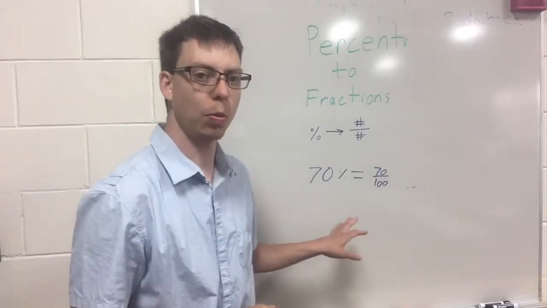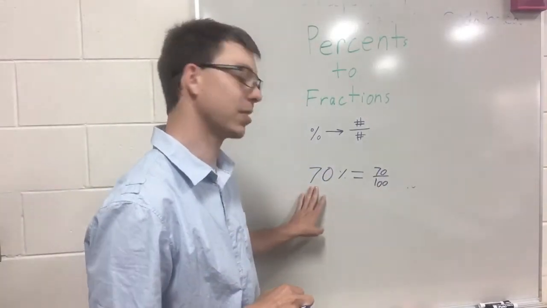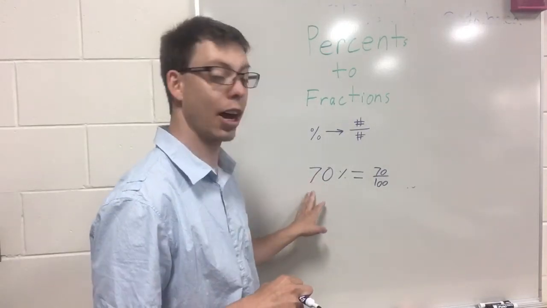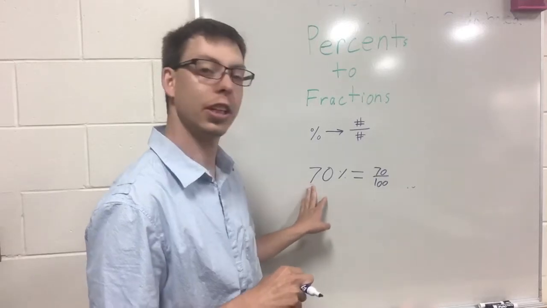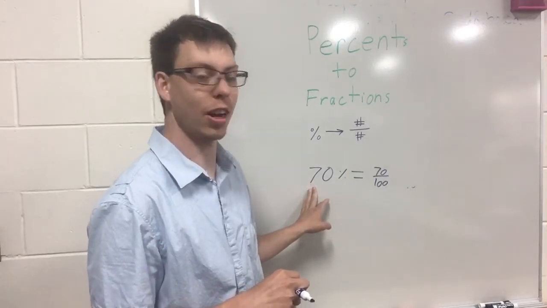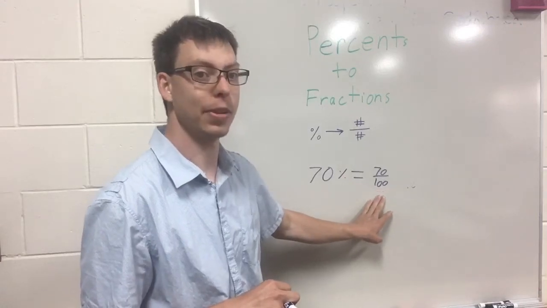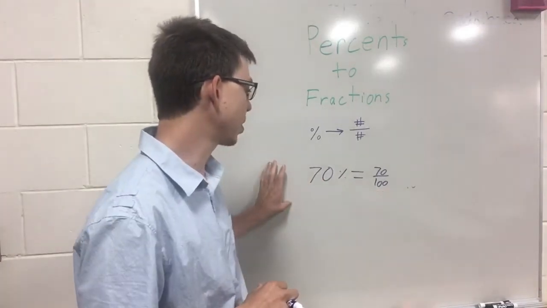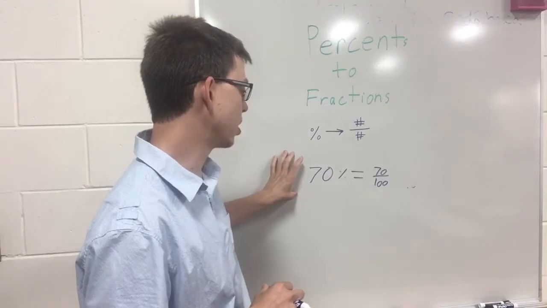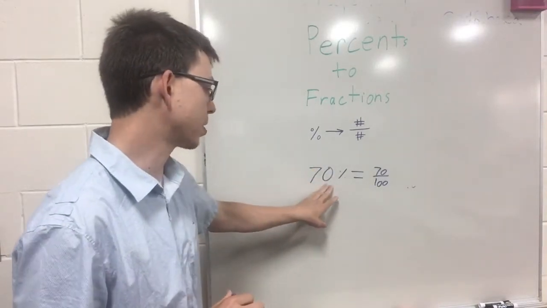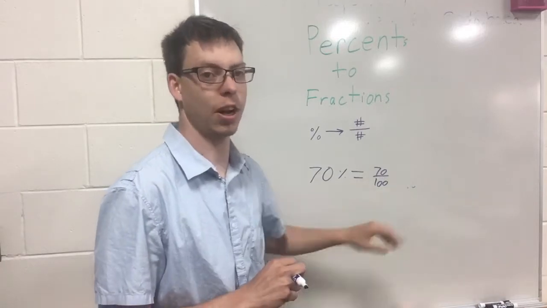This principle will always work as long as your percent is less than 100. Okay? If you're dealing with a percent that is greater than 100, then your denominator here may be different. But for simplest conversion, we're going to talk about percentages less than 100. So 70% is equal to 70 over 100.